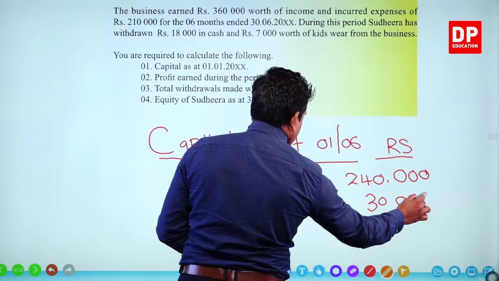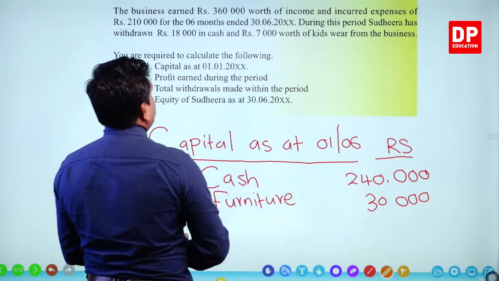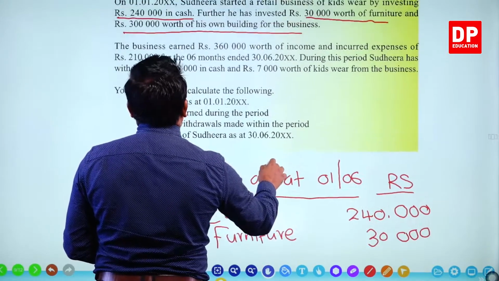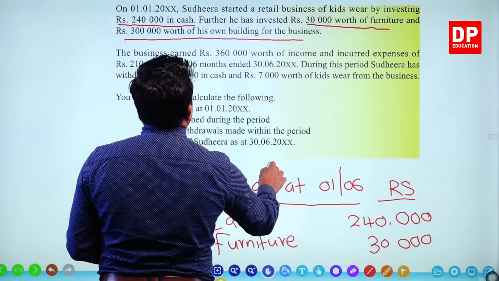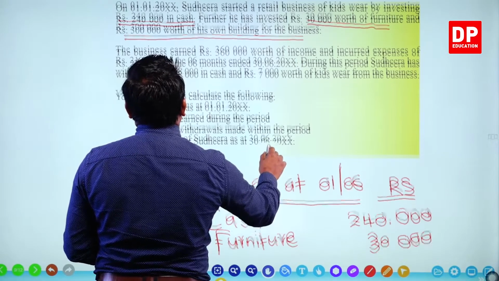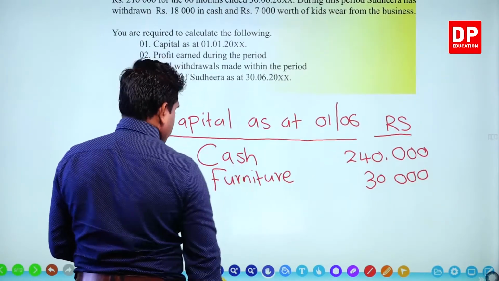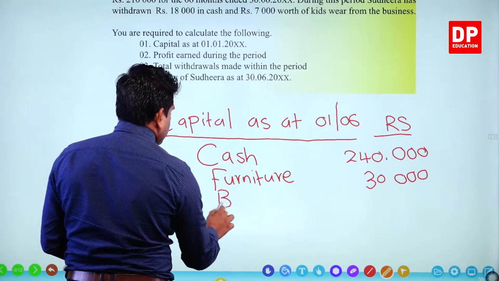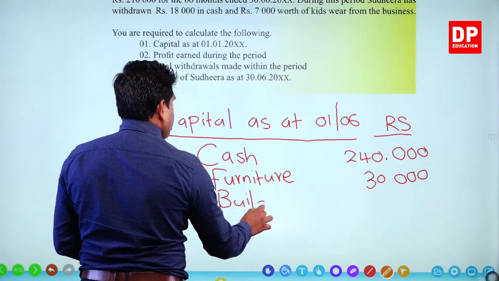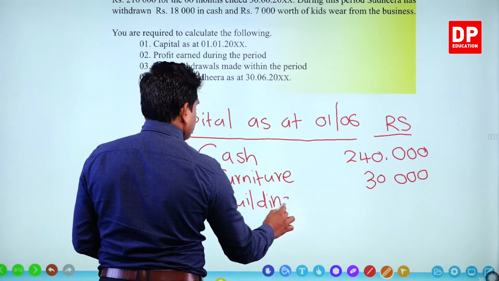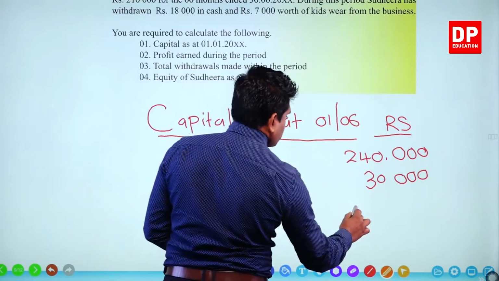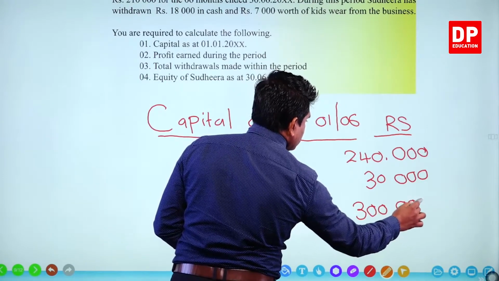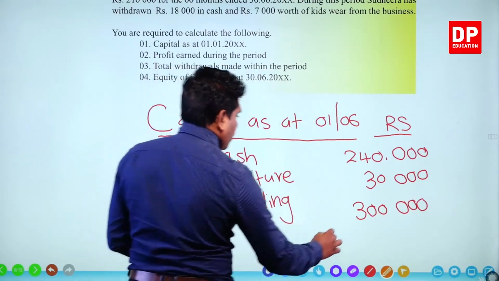He had his own building. The building value also we have to add, right? How much is the building value? 300,000 for the building, right? Then the building also we can put here, 300,000, right? Okay.